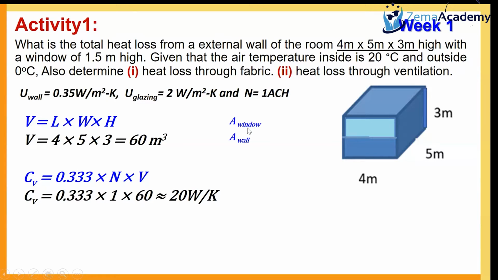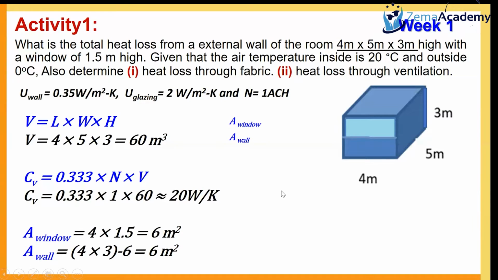The next was the area of the window, where the height is given to you as 1.5 meters and the length of this window is 4 meters. So it's 4 times 1.5 for the area of the window. Because we need to calculate the area of the wall, we can calculate it by 4 times 3 minus the area of the window. So 4 times 3 is 12, minus the area of the window, which is 6. So the area of the wall is 6 square meters.